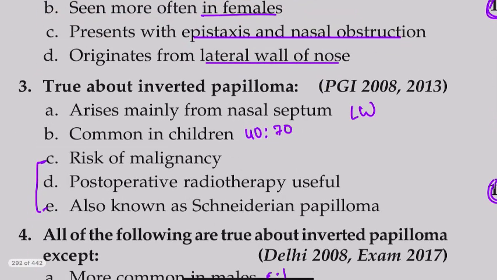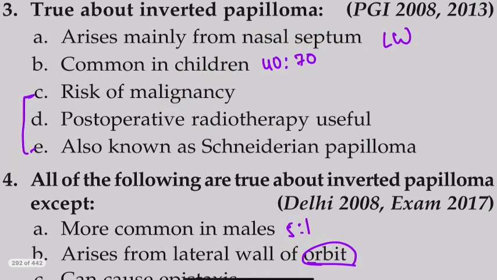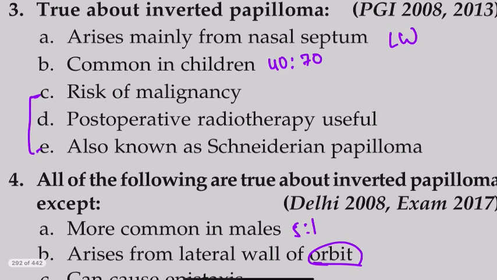True about inverted papilloma. Arises mainly from nasal septum? No, that's lateral wall, Schneiderian membrane. Common in children? No. Common in 40 to 70 years old individuals. Similar risk of malignancy? Yes, I have already said, since it has local bone destruction, there is risk of malignancy. Postoperative radiotherapy is useful? No, it is not used. Endoscopic excision is the treatment. It is also known as Schneiderian papilloma. So the right answer is C and E.